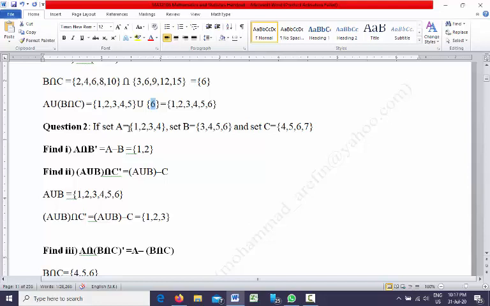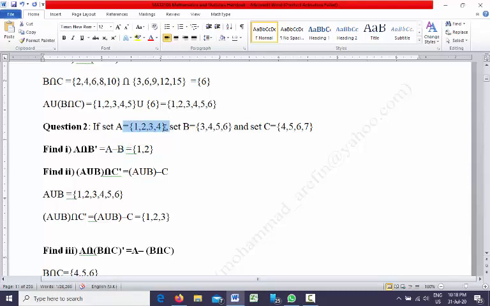Now question 2. If elements of set A are 1, 2, 3, 4, elements of set B are 3, 4, 5, 6, and elements of set C are 4, 5, 6, 7. In that case, we want to find A intersection B prime. That means from A we want to remove the elements of B. I'm saying again, A intersection B prime means from set A we will remove the elements of set B.